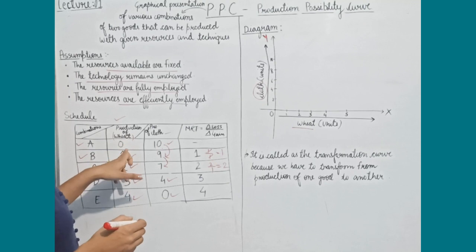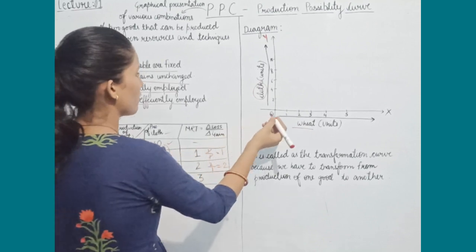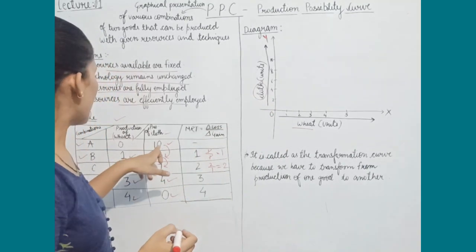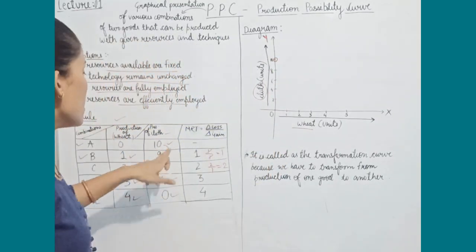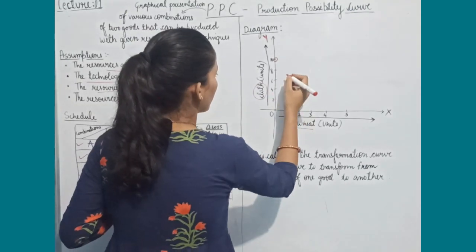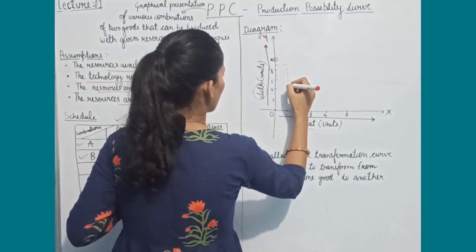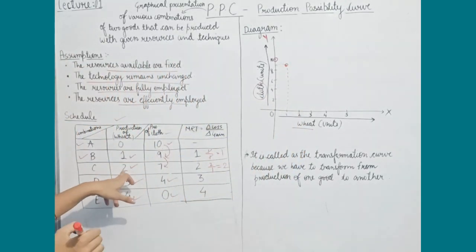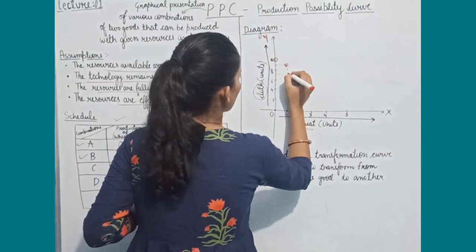For the production of wheat at A we have 0, and cloth at 10. Okay, this is your first combination. Next, we have 1 of wheat at 9 of cloth. Here will be 9 somewhat. Clear? Next, your combination C is 2 of wheat and the cloth is 7. Clear? Cloth is 7 here, somewhat here it will come.